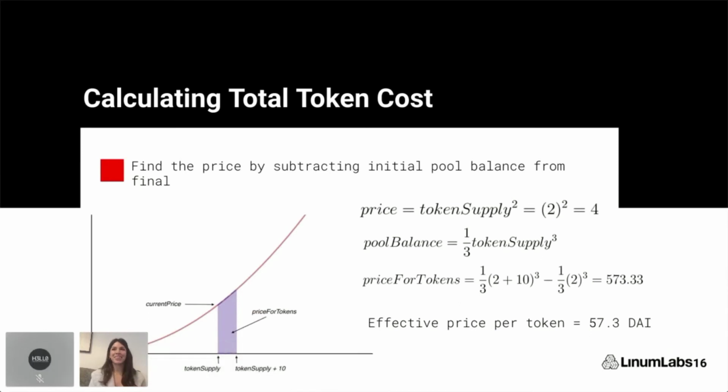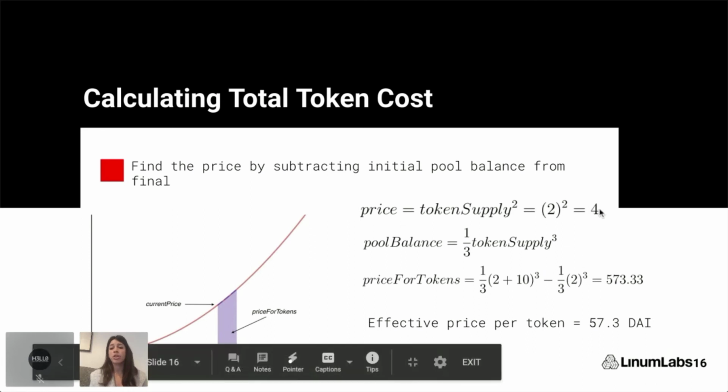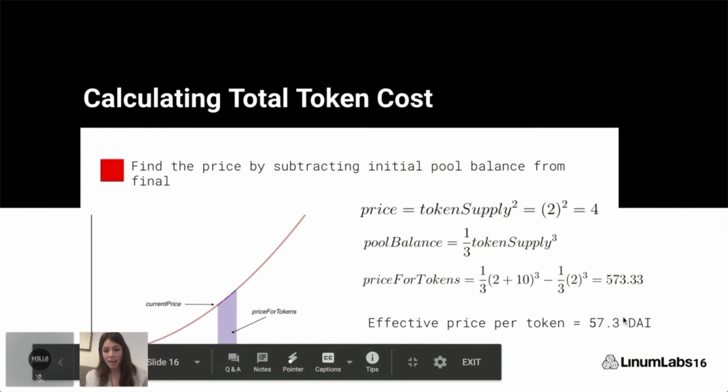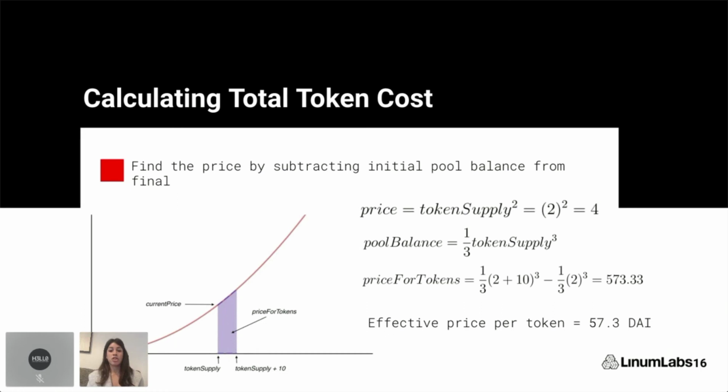That might be a little shocking if somebody saw that the price for the token was 4. So this obviously has a really, really huge slippage. As I said, that's why the polynomial is one of my least favorites. But if that is confusing to you, just think about it. The 12th token was 12 squared, 144 DAI. So the first token they bought was 4 DAI, and the last token they bought was 144 DAI. So that averaged out to 57.3.